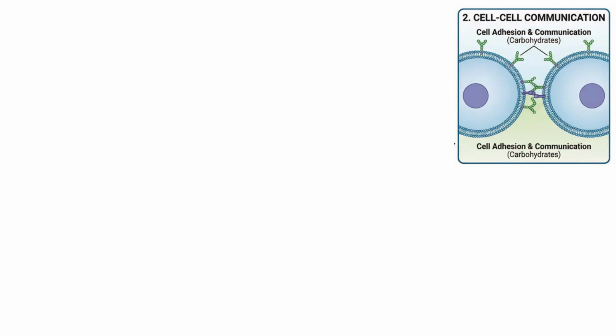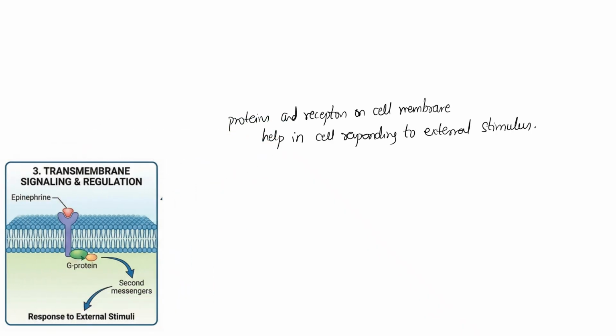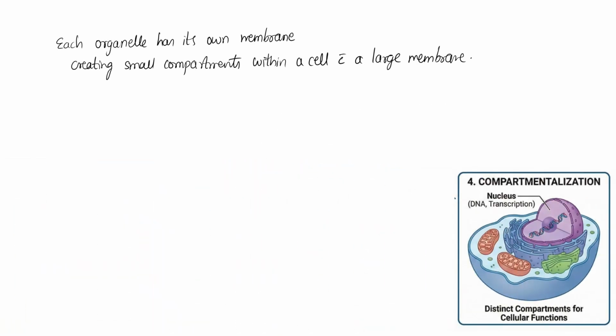Coming to the third function, we have transmembrane signal regulation. Some receptors, and some proteins and enzymes, act as receptors. These proteins and enzymes are present on the surface of the cell membrane. Example, G protein coupled receptor. Epinephrine is the substance binding to this receptor. Because of that, inside, secondary messengers are activated, and because of secondary messengers, there will be a response from the cell. So transmembrane signaling and regulation is also one of the functions.